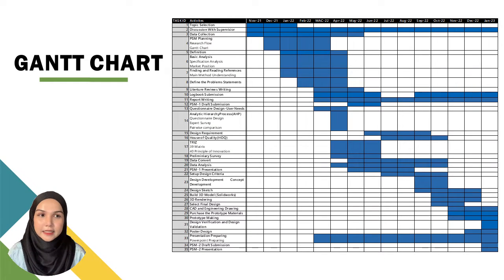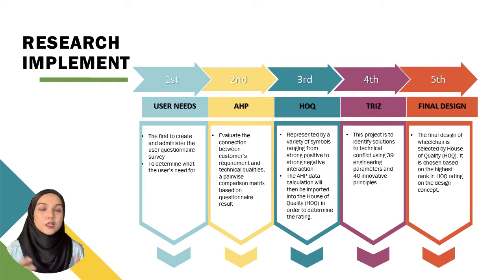Basically, this is our Gantt chart that ensures our project runs smoothly and enhances our project activities. The Gantt chart also helps to enhance our performance and do proper planning. There are 5 steps in the research implementation.